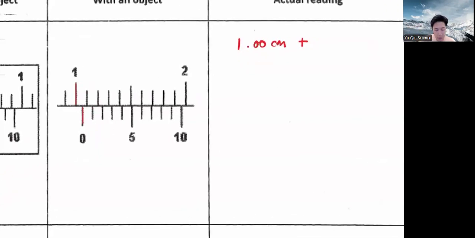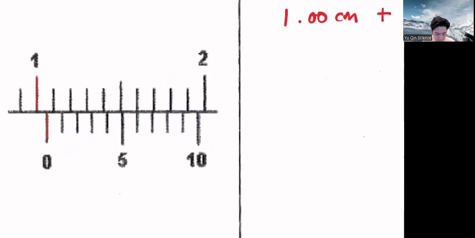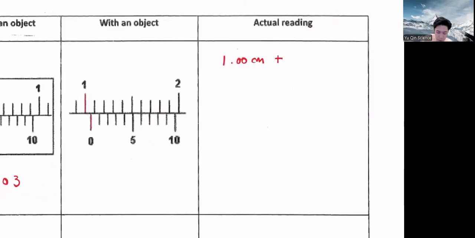Plus, next step, I need to find out my vernier reading. The vernier reading is the bottom reading. You need to find out which line is aligned perfectly. Nope. Nope. Nope. Nope. Ah, yes. So this is 5. This must be 6. So 6 means 0.06, because the smallest number is 0.01, 0.02, 0.03, 0.04, 0.05, 0.06. Okay, so that's my second reading, 0.06 cm. So 1.06 cm. That's it, easy.